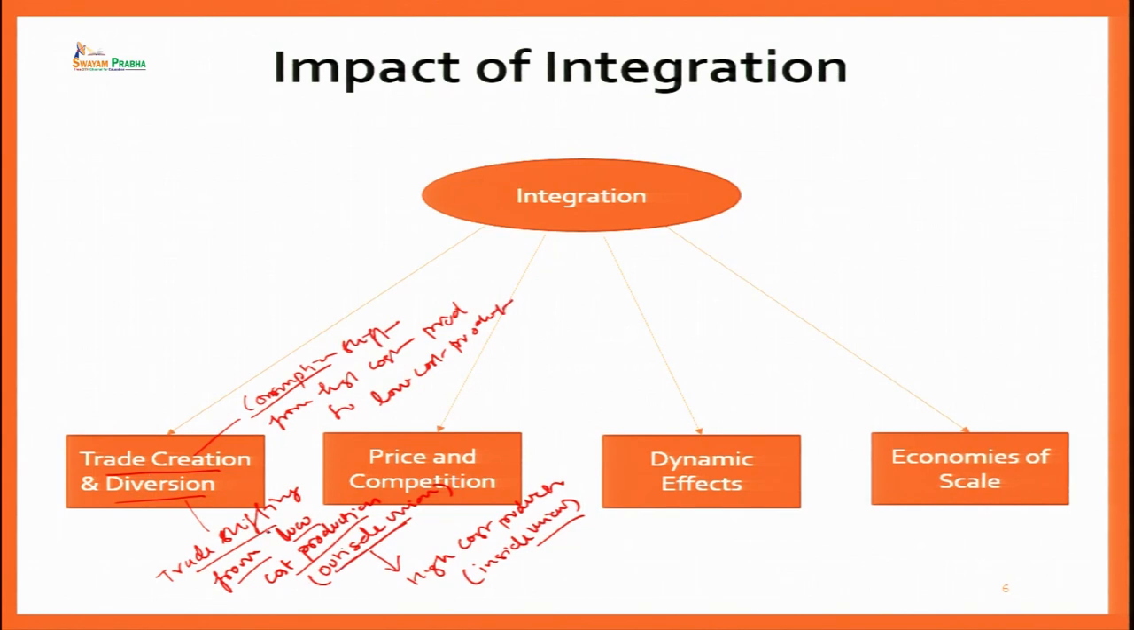In the case of trade diversion, what is observed? There is a trade shift from low cost production. That means you might be getting some trade benefits, right? You are an American company, and you are getting certain trade benefit maybe from China, and that particular country is out of the circle of your regional trade block.